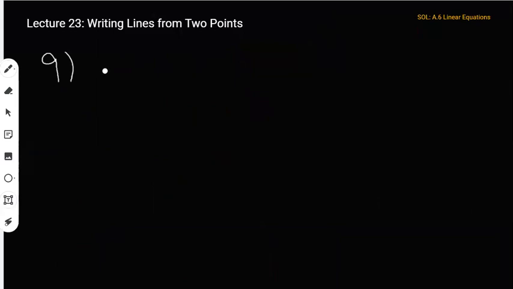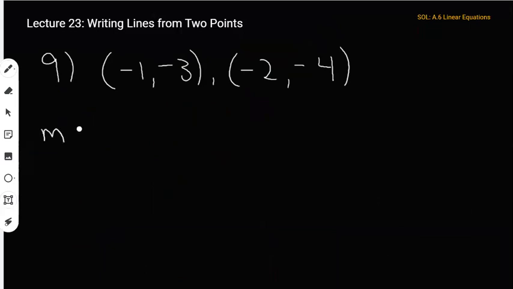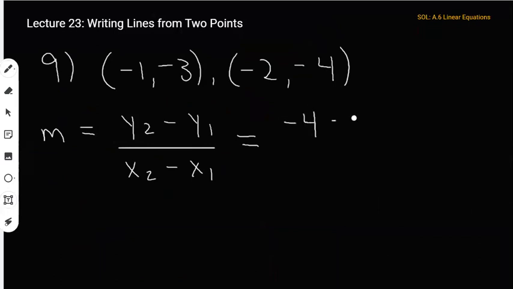So for number 9, I'm given 2 different ordered pairs, (-1, -3) and (-2, -4). So the first thing that I want to do is figure out what the slope is. We're going to subtract the y values on top and the x values on the bottom. Okay, so my y values are going to be -4 and -3. So when I subtract the -3, I'm going to have a double negative. So that's why I'm putting the -3 inside parentheses. That's very important.